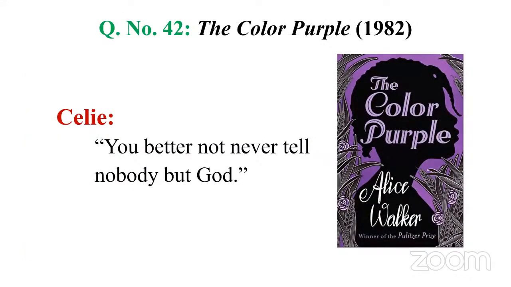Next, we go for The Color Purple by Alice Walker. This African-American writer established herself with this work, published in 1982. It is an epistolary novel in the form of letters. So here is a character who was abused by her stepfather and treated badly by others. So she writes her sufferings to God in a notebook. So this is the opening line. Celie, C-E-L-I-E, she says, you better not never tell nobody but God.